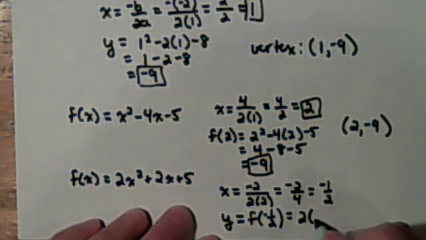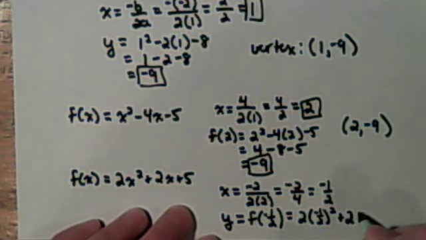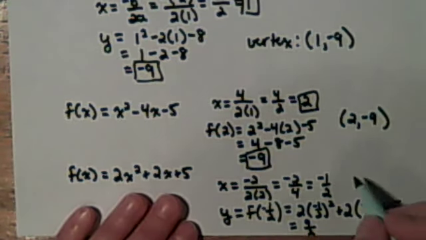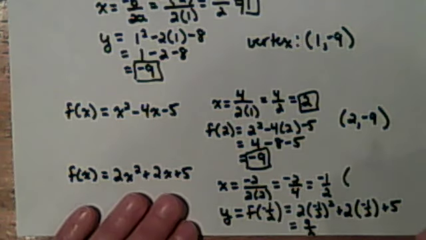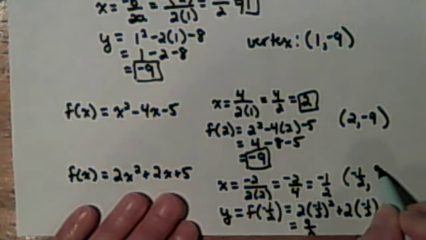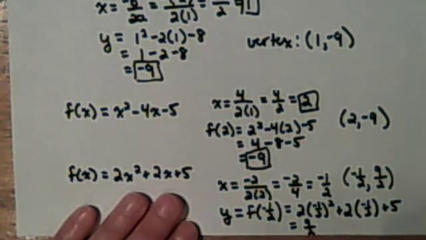2 times negative 1/2 squared plus 2 times negative 1/2 plus 5. And again, if you don't want to figure this out by hand because of the fractions, use your calculator. And you should end up coming up with 9/2, which if you look back in your notes, that is the value we had for the y-coordinate of the vertex. So my vertex for this one ends up being negative 1/2 and positive 9/2.